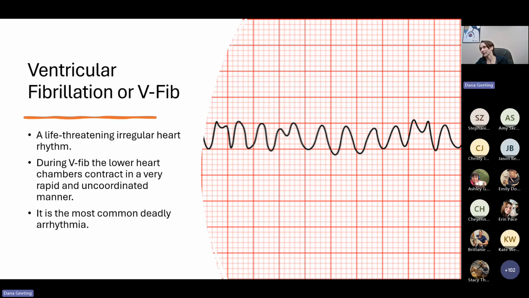Pulse deficits are when the pulse doesn't match up with the heart. So yes, to answer your question, it's whenever the pulse would not match up to what you're hearing.